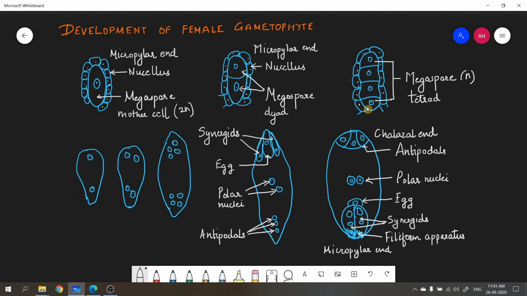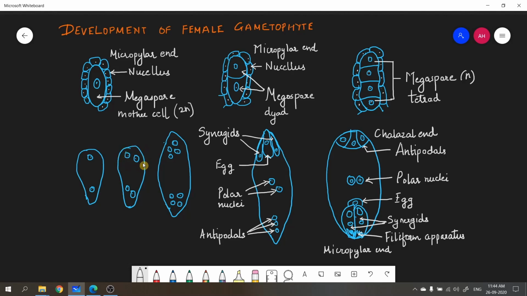So what happens is this one functional megaspore undergoes mitotic divisions. The first mitotic division of the functional megaspore will result in the formation of 2 nuclei. Please make a note over here that these mitotic divisions are free nuclear divisions. What I mean by that is when mitosis takes place, the nucleus divides without formation of cell wall. Right. So over here, this is the first division leading to formation of 2 nuclei, followed by the second division leading to formation of 4 nuclei, 2 at each pole.